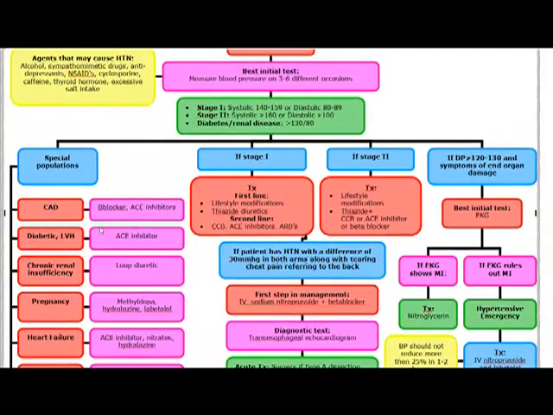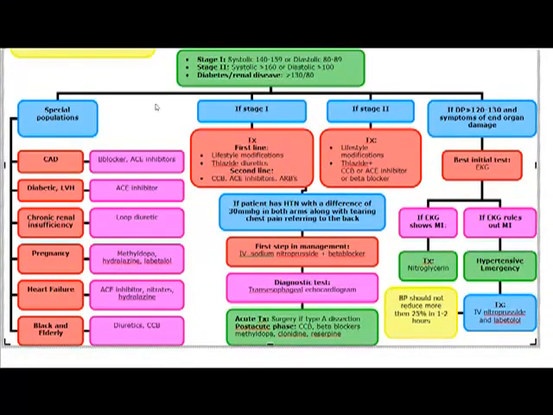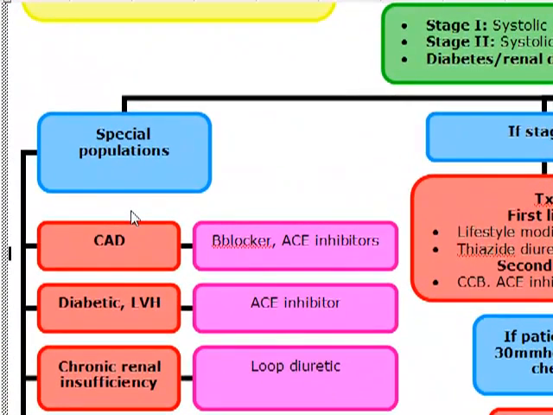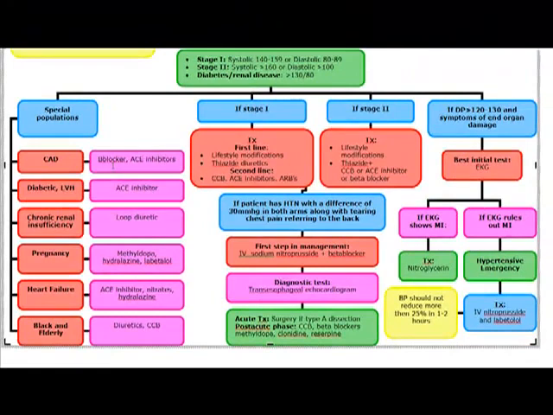So let's talk about special populations and how to treat them when they have hypertension. Patients that have coronary artery disease, we can use beta blockers or ACE inhibitors. What are some contraindications of beta blockers? We know asthma is a contraindication for a beta blocker. COPD is a contraindication for a beta blocker, and so is heart block. Okay. Side effects of beta blockers: they can cause asthma, they can cause bradycardia, it can cause CHF, and it can also cause hypertriglyceridemia. Okay.